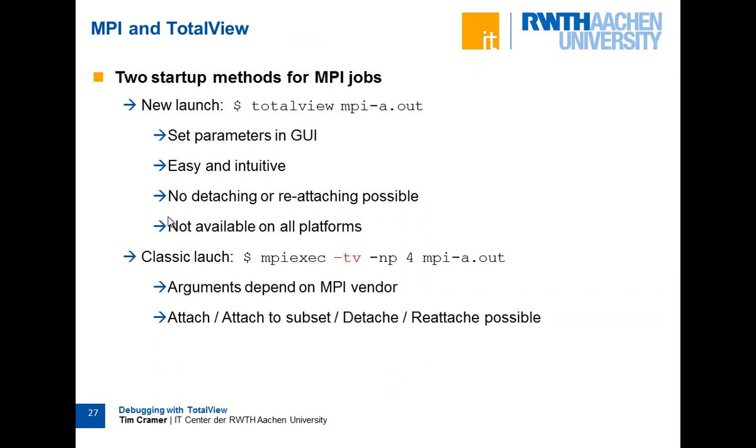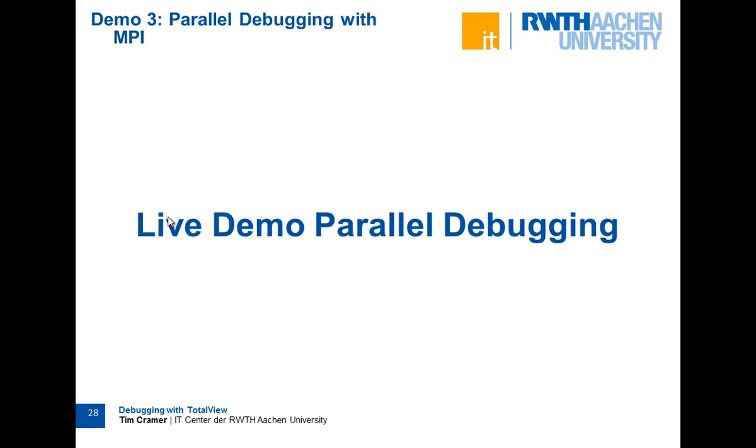Okay, there are 2 startup methods to start MPI jobs. So I will go to MPI now. Basically you can start your MPI program as you normally do with mpiexec, then set a specific parameter, dash tv for TotalView, the number of processes, and your MPI program. But these arguments really depend on the MPI vendor. So this is not generally possible. The MPI vendor has to implement this feature. And the advantage of this method is that you can attach to processes or to a subset and detach from processes. This is not possible with the other method. In that method, you just specify TotalView, MPI, then an MPI program, and then you can set up the parameters in the GUI, and I will show you how this looks.